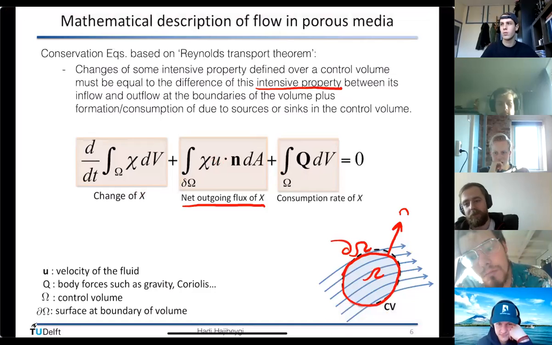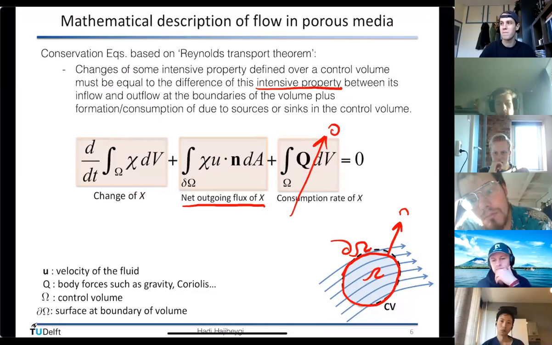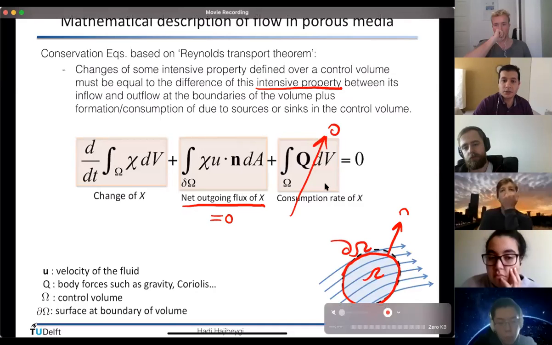The question is, if I do not have any source term, and net outgoing flux is equal to 0, what would be the change of the amount of x over the entire control volume? It would go to 0. Yes. Why? Because conservation law says so.